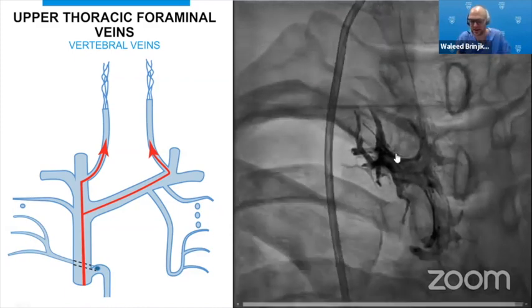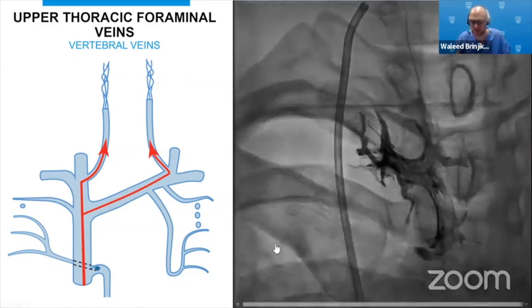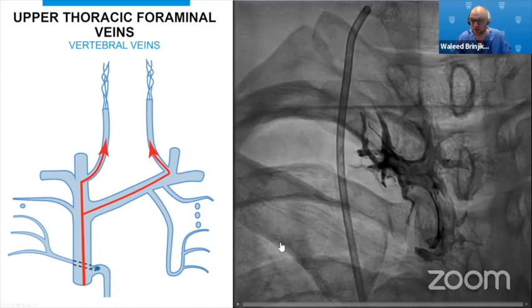And here is the Onyx embolization filling the epidural space. So far we've done 150 cases. We've gotten lots of Onyx in the epidural space.